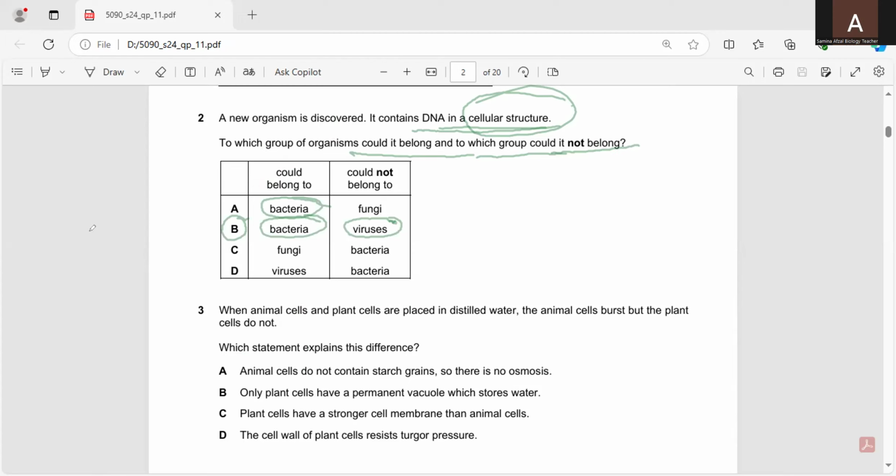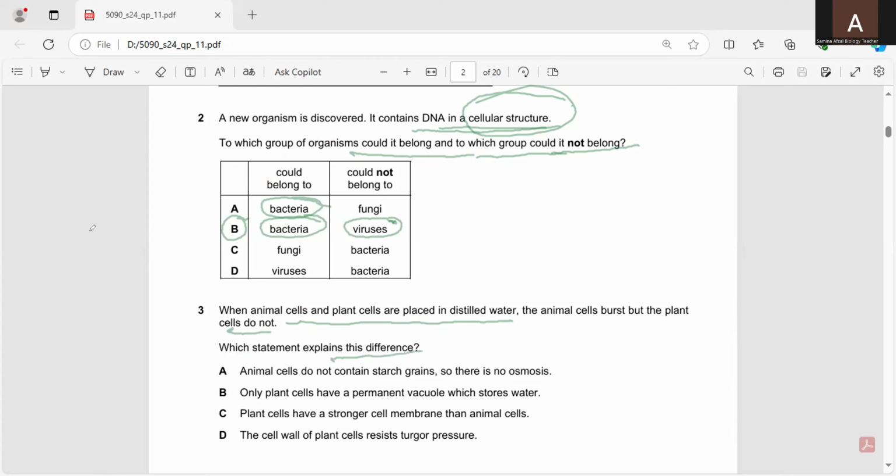Question number 3. When animal cells and plant cells are placed in distilled water, the animal cells burst, but the plant cells do not. Which statement explains this difference? The plant cell has a cell wall due to which it will not burst, whereas the animal cell doesn't have the cell wall, so it will burst. So which statement explains the difference?